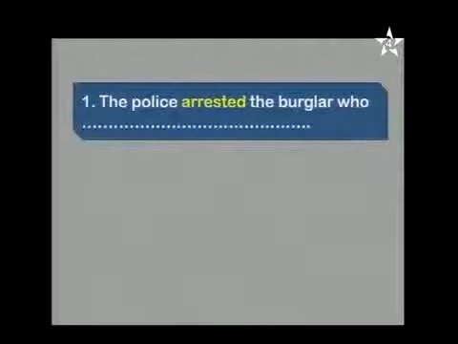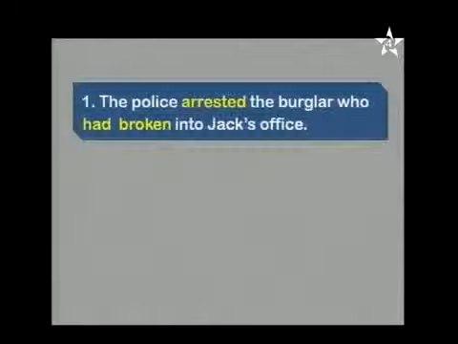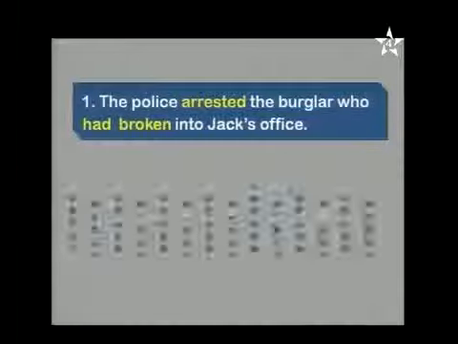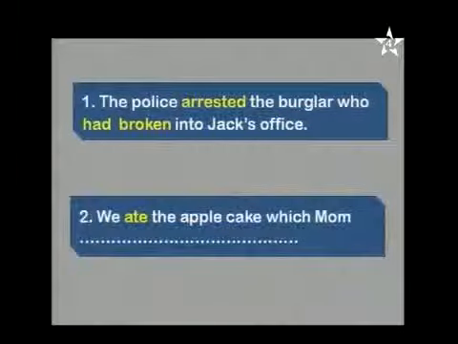The police arrested the burglar who? For example, what do you say here? The police arrested the burglar who had broken into Jack's office. Okay, so he had broken into the office first, and then he was arrested second. Okay, so you do the same thing with number 2.